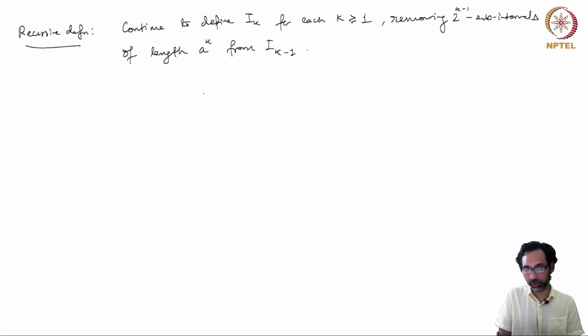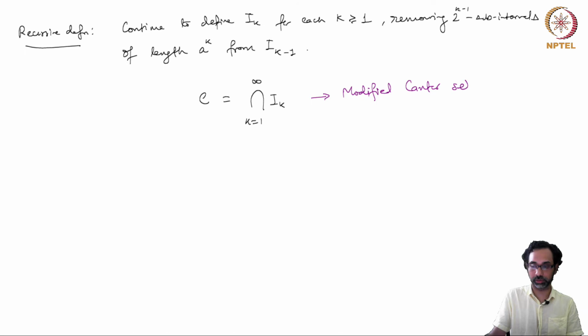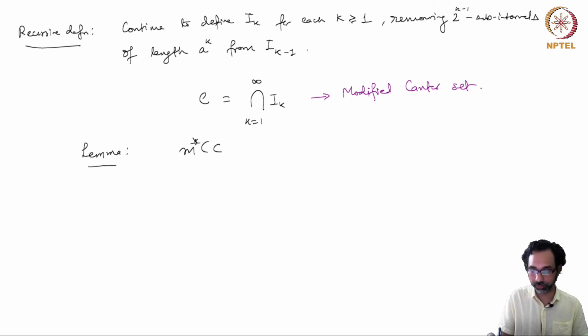And now I am defining C to be the intersection of all these Ik's, k equal to 1 to infinity, and this is the so-called modified Cantor set, and we will show in a lemma that the modified Cantor set has strictly positive measure if a is less than 1 by 3.